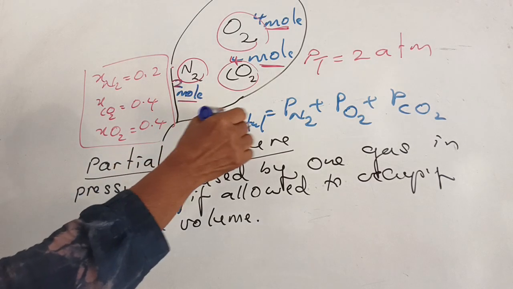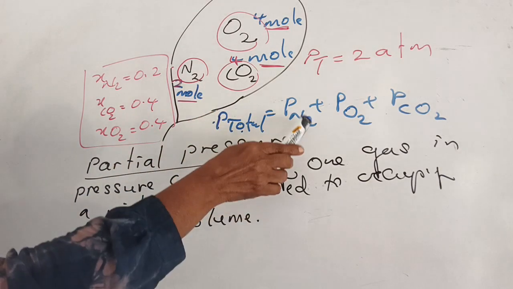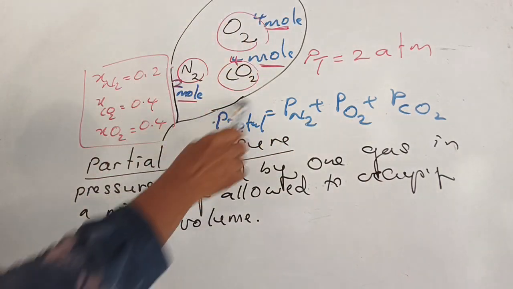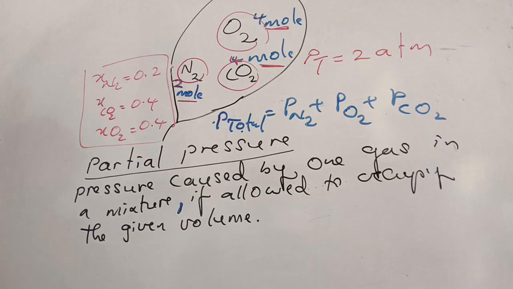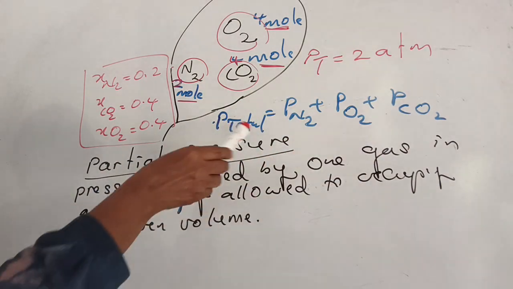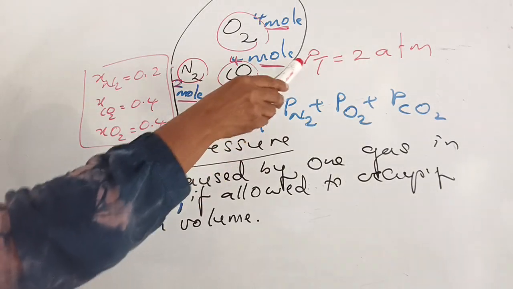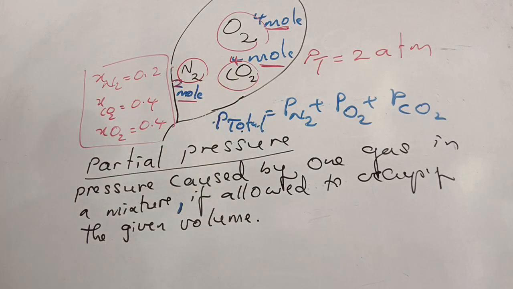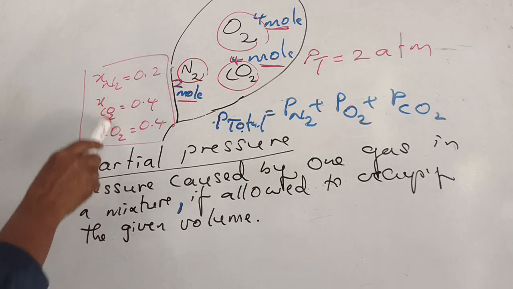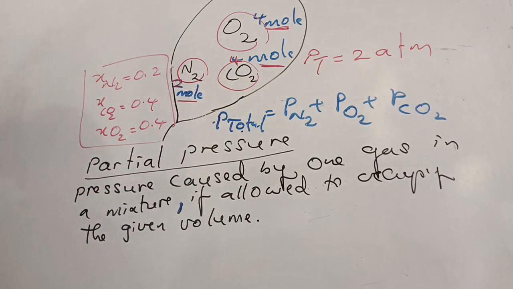So the total pressure equals the pressure contributed by nitrogen, oxygen, carbon dioxide, as I took this mixture as an example. So the partial pressure of nitrogen plus oxygen plus carbon dioxide should equal the total pressure of 2 atmosphere in this example. To calculate the partial pressure of each gas, we need the mole fraction as well as the total pressure. We see what's the relationship between partial pressure, mole fraction and total pressure.